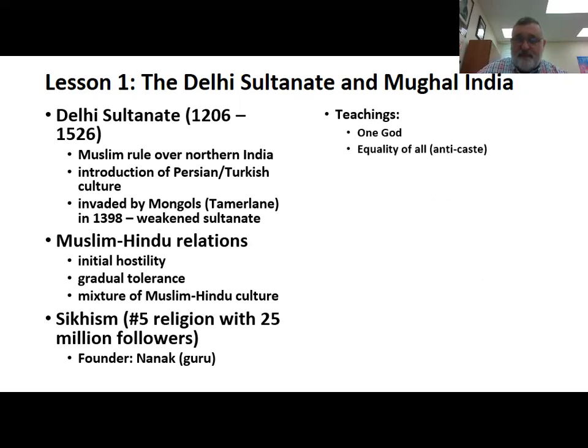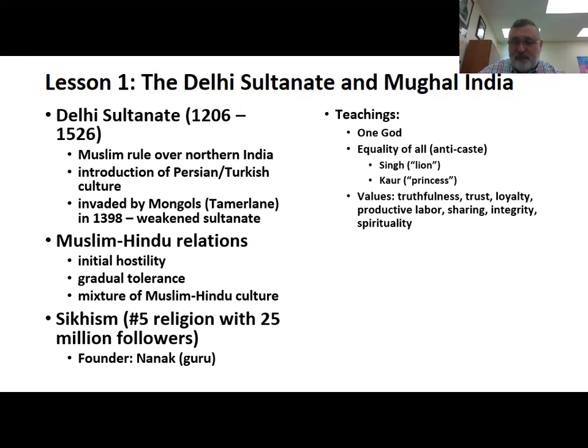They believe that there's one God. They reject the idea of caste completely, that all people are equal. Men take the name Singh, which means lion, and women take the name Kaur, which means princess. They stress a lot of values that a lot of religions would find to be admirable: trust, loyalty, being productive, sharing, integrity, spirituality. They're also noted, the men are, for having five things on their person. For instance, they carry a knife, they carry a comb. They have things that they carry with them that are symbolic of this faith.